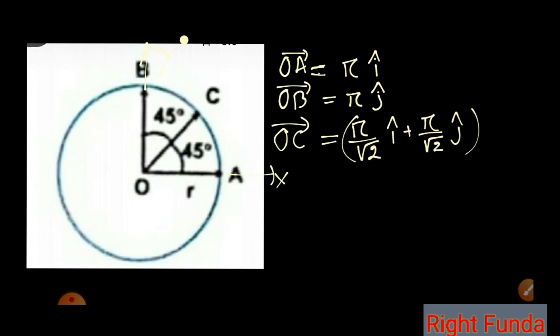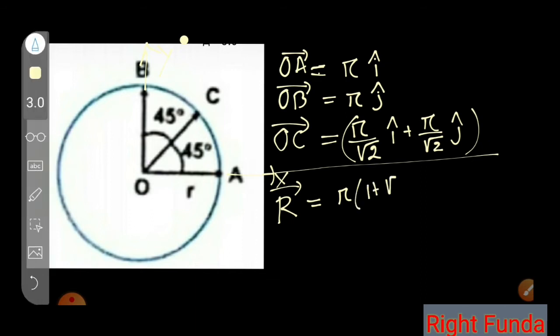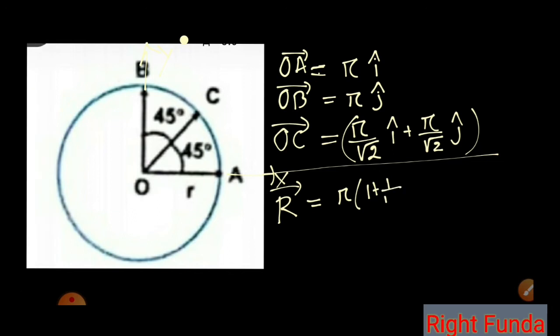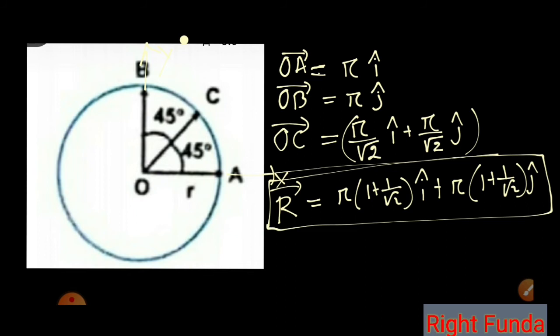And if you want the resultant of all three, then you have to add these. Then we get the resultant vector, that is OA plus OB plus OC will be equal to R into 1 plus 1 by root 2 i cap, plus R times 1 plus 1 by root 2 j cap. This is my resultant vector.